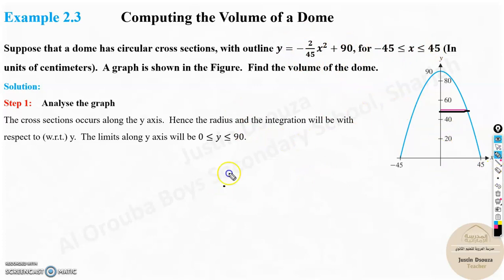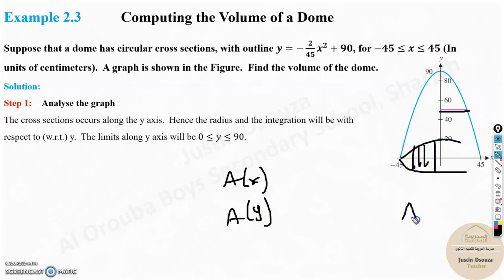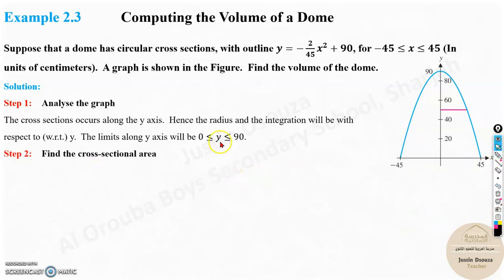It won't be A of x, it will be A of y. Why? Because this axis is used. If it was like the previous problem, then yes, we would have taken A of x. That is the difference in this case. So now over here, the limits will be from 0 to 90, okay? And we have to integrate with respect to y. This is one more crucial thing.